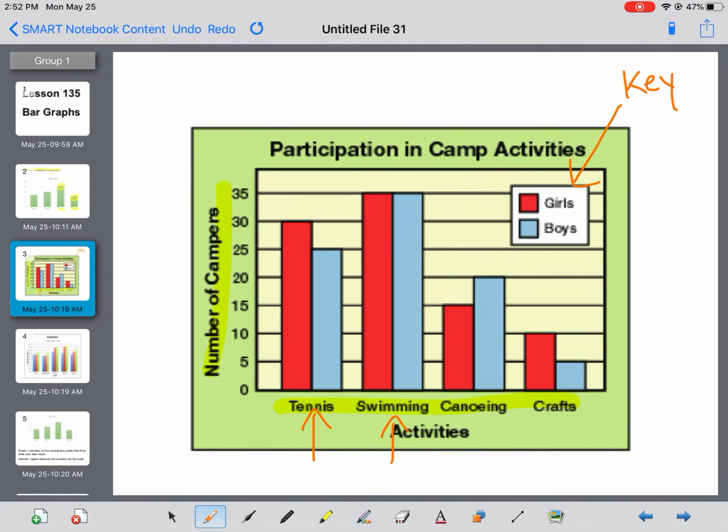The maker of this bar graph could have just put it all together and we could have seen what was the most popular. But what this does is it breaks it down for us and lets us know by gender what is more popular. And I suppose if you wanted to know how popular tennis was, you could say, well, there are 30 girls who participated in tennis. There are 25 boys. You simply add those up and then you've got your total number of participants. So you can get all of the information that you need from this double bar graph.